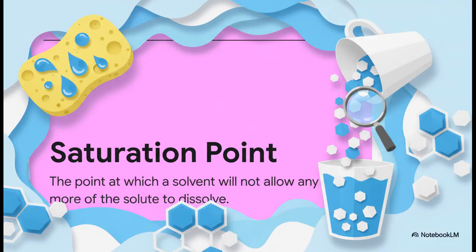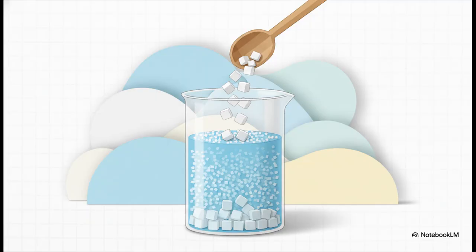And here it is. Here's our answer, the saturation point. This is the official scientific term for when the solvent, our water, is holding the absolute maximum amount of solute, our sugar, that it possibly can. Think of it like a sponge that's totally soaked with water. At some point, it just can't absorb a single drop more. It's full. And that is the final piece of our puzzle.